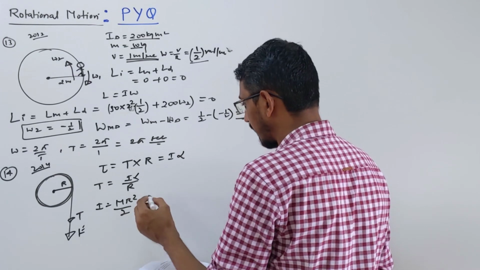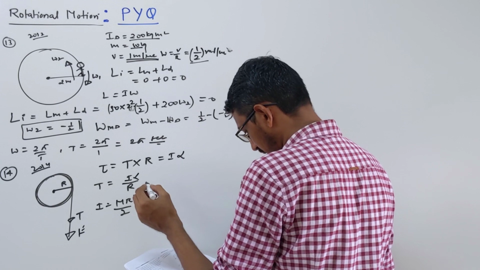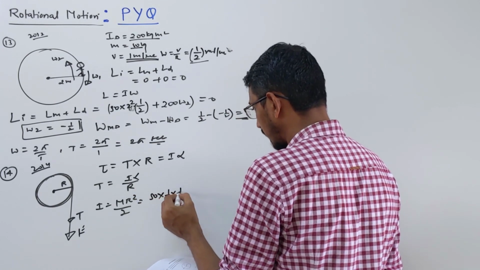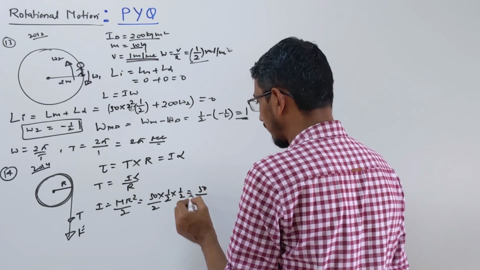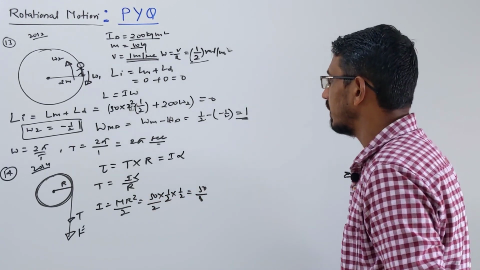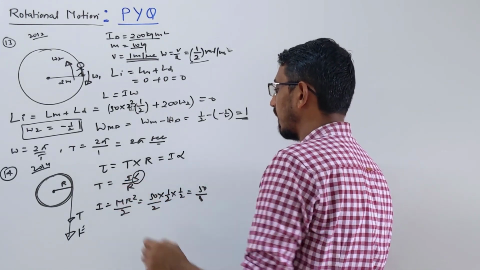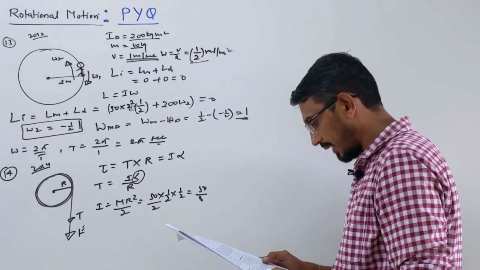Mass is given as 50 kg. Radius is given as 0.5, so it is 1 by 2 into what? 1 by 2, 1 more 2, so this becomes 50 by 8. This is your inertia. Okay, inertia done. Then you need what? Angular acceleration, right? So what did they give?